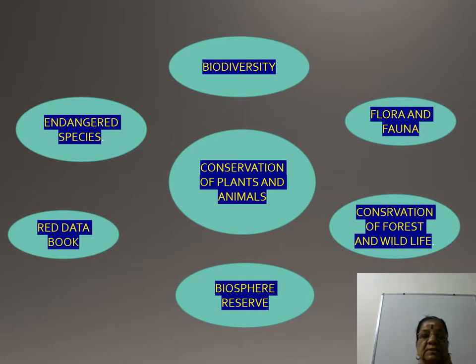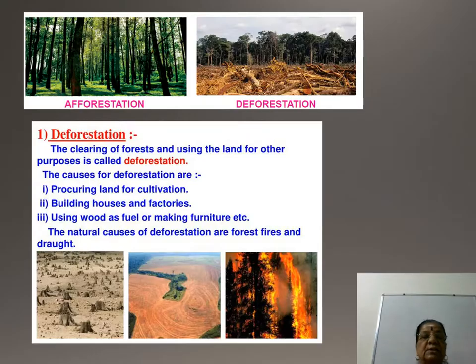These are the learning outcomes at the end of the lesson. So this is the conservation learning outcome. You need to understand the lesson. Go through conservation of plants and animals, biodiversity, flora and fauna, conservation of forest and wildlife, biosphere reserve, red data book, endangered species. Right? The next one, first it is afforestation, another one is deforestation.